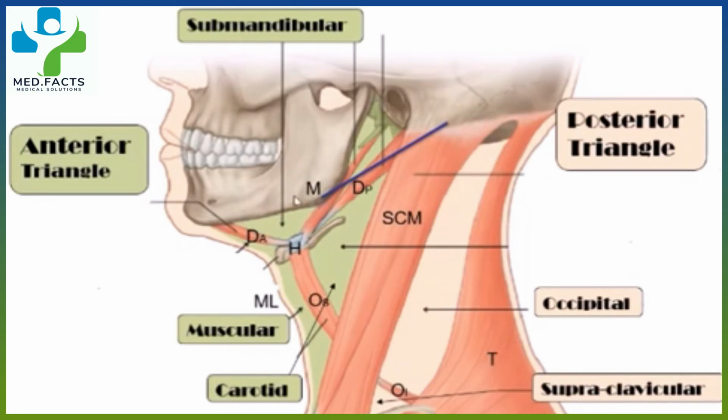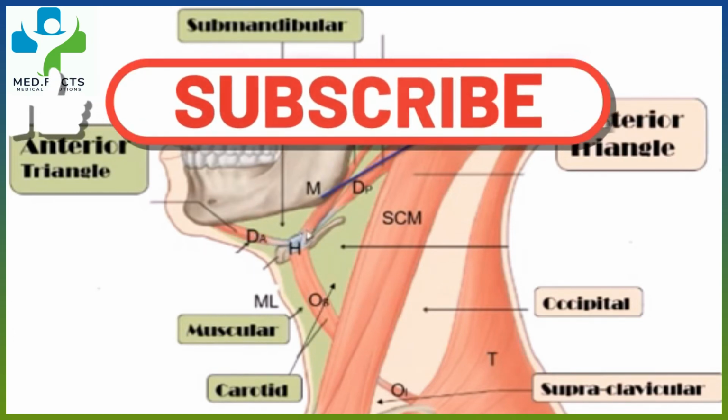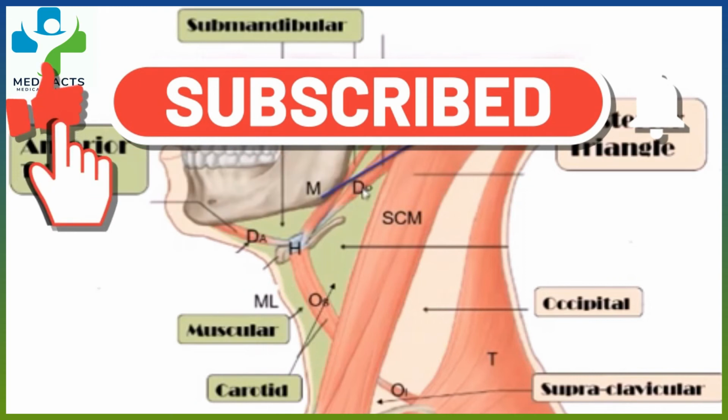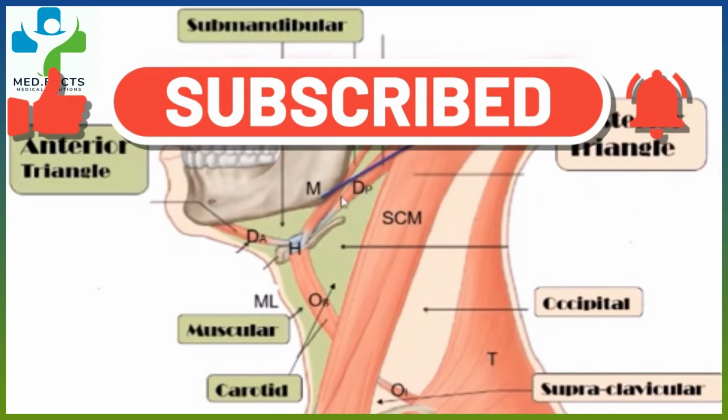Superiorly, this is a reverse triangle, so this forms the base. Superiorly we have the base of the mandible itself, as well as the imaginary line drawn from the angle of mandible up to the mastoid process. And inferiorly, what is this muscle? This is the digastric muscle, the anterior belly of the digastric. Posterior inferiorly we have the posterior belly of the digastric.